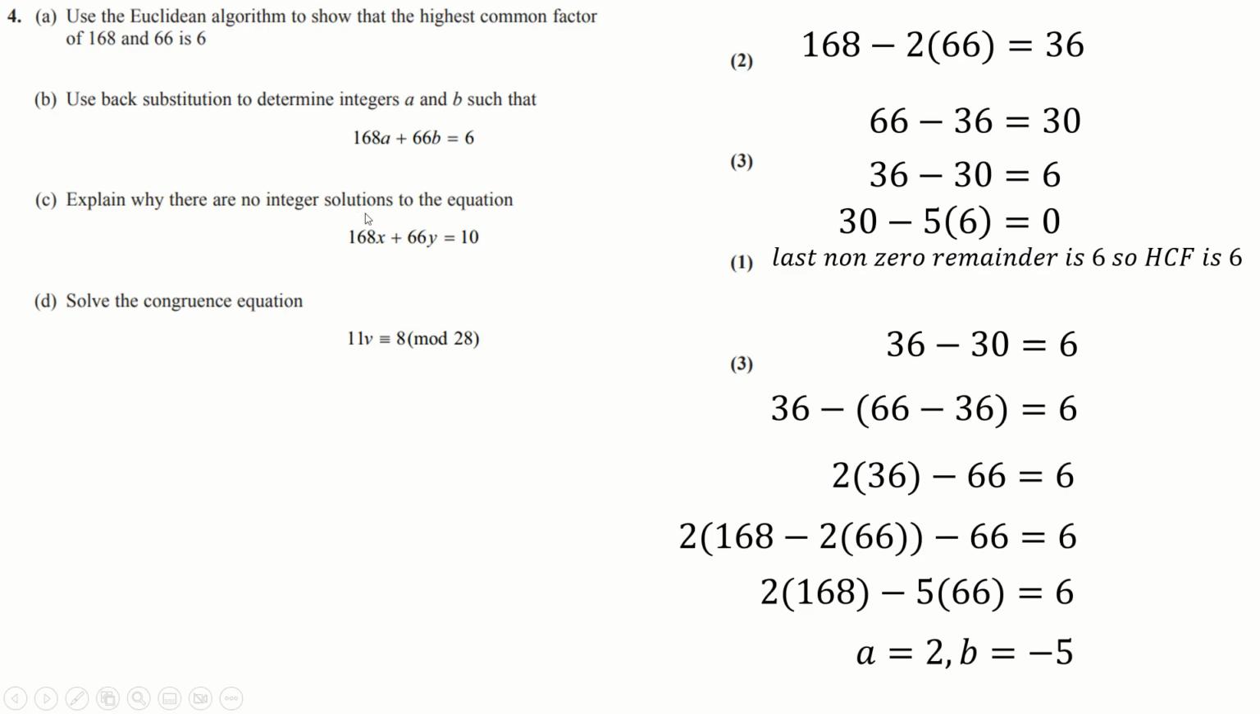Explain why there are no integer solutions to this. Well, because the highest common factor of 66 and 168 is 6, the answer to this must be a multiple of 6, and 10 isn't a multiple of 6. So that's basically all you have to say there.